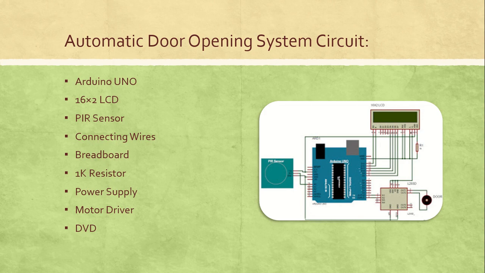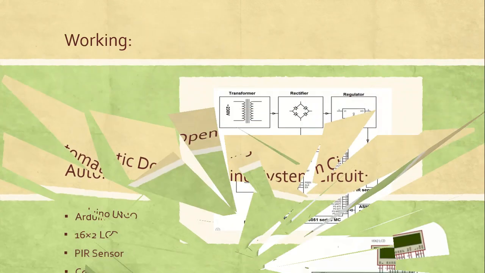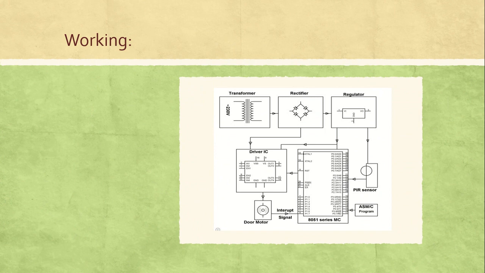Then we will see the working. How it works: when the PIR sensor detects any motion of a person, its data out pin will become high. As this pin is connected to Arduino, it will detect the high signal and understand that a person approaches the door. This is the working of automatic door opening system.